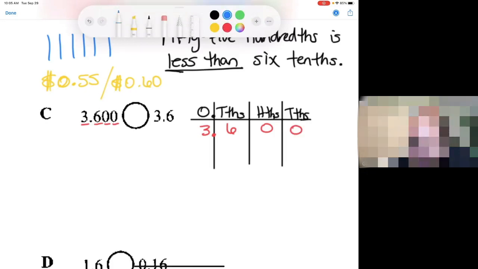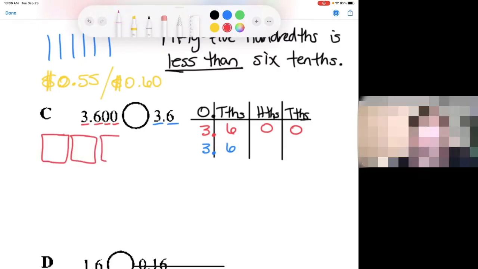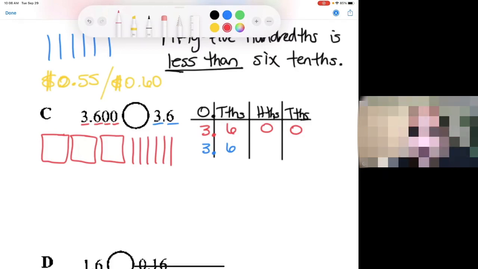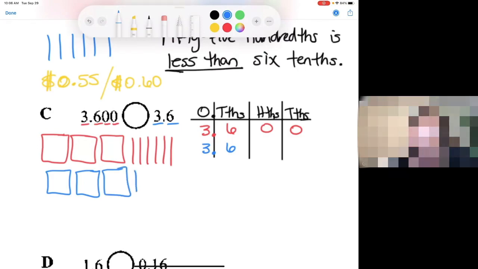All right, and over here we have a 3 in the ones place. Don't forget the decimal point, and a 6 in the tenths place. Let's start sketching. We have 3 holes and 6 tenths, 10, 20, 30, 40, 50, 60. And I have zeros, so how can we sketch zeros? We don't, right? We don't sketch the zeros. Now let's sketch the other guys. We have 1 hole, 2 holes, 3 holes, 6 tenths, 10, 20, 30, 40, 50, 60.